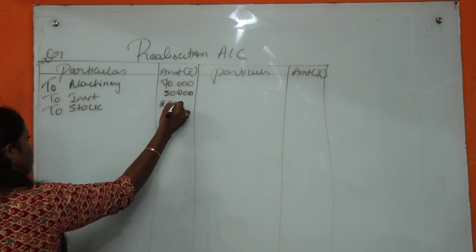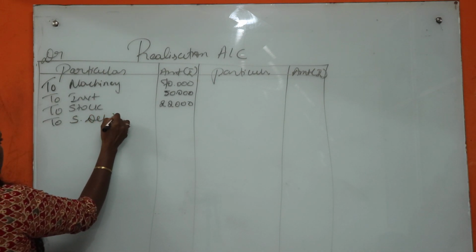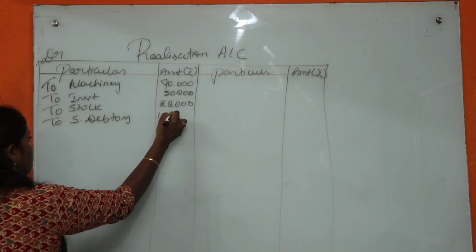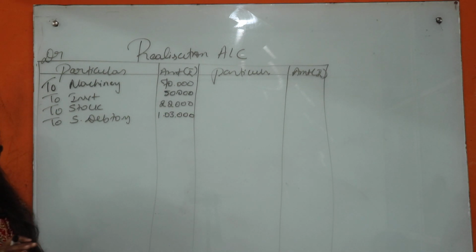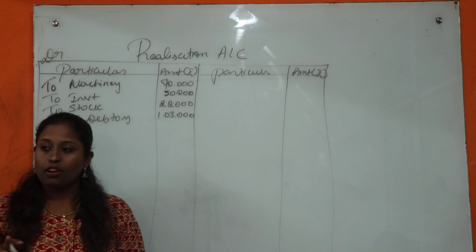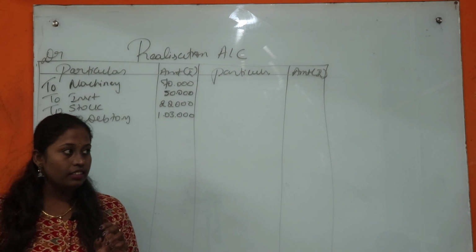22,000. Debtors 1 lakh 3,000. Next, we don't take cash at bank, right? So except cash at bank, we take all the assets. Do remember, except cash at bank, we will take all the other assets.